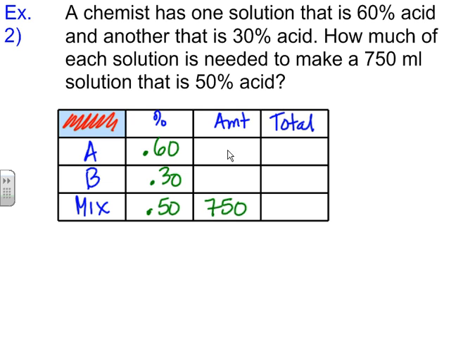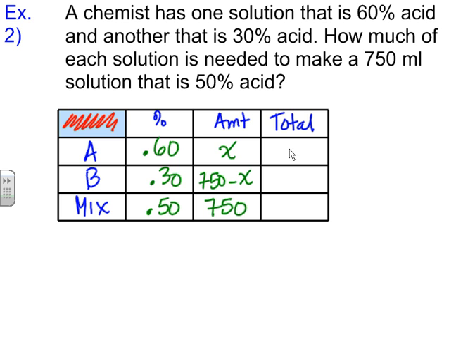Again, we don't know how much we need out of the first one, so we're going to call that X. And the second one's going to be whatever our total mix is going to be. We're going to subtract this X from it. And we can see if I was to add these top two together, X and 750 minus X, the X's would go away and it would equal this. So that's what we're always looking for.